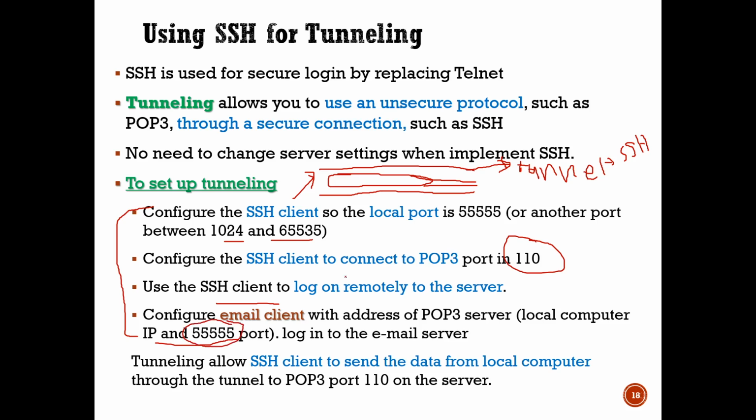And this is very important. Why? It's because we have already identified it to be the port number using the SSH. So in this way, we are actually linking SSH and POP in order for POP communication to be sent over the SSH. Okay, so tunneling allows the SSH client to send data from the local computer through the tunnel to the POP port on the server.